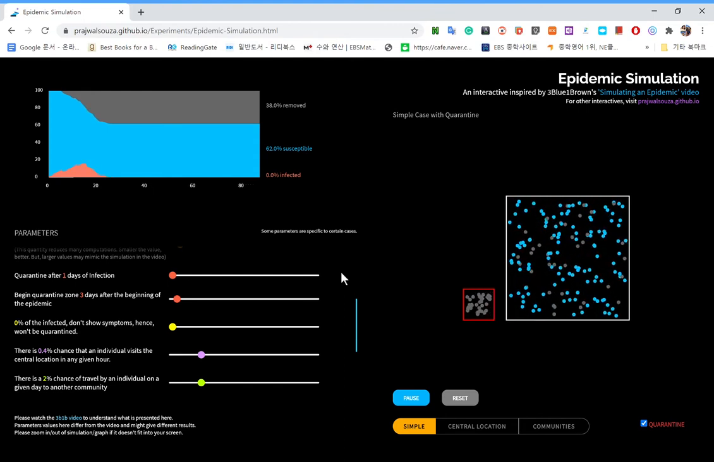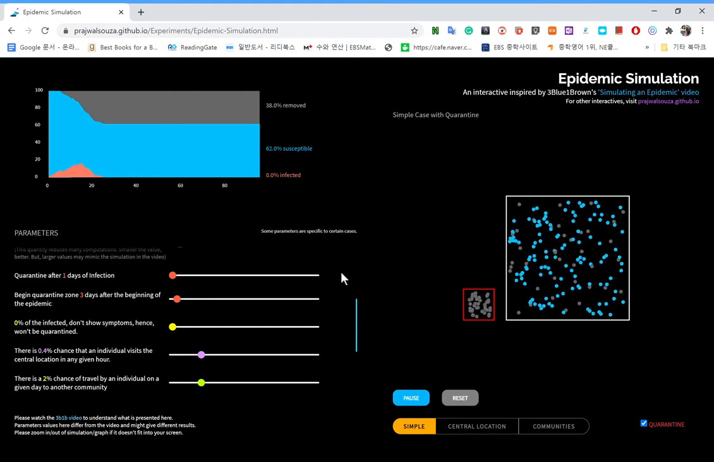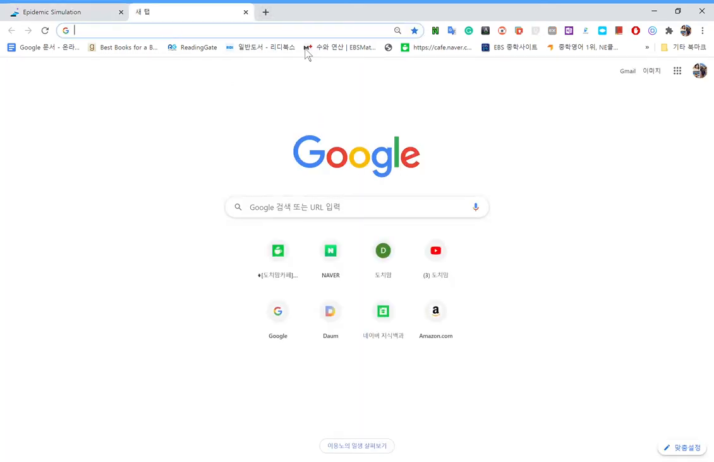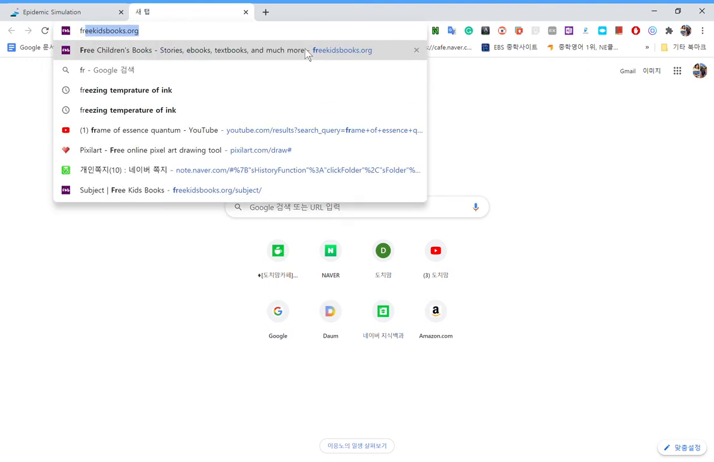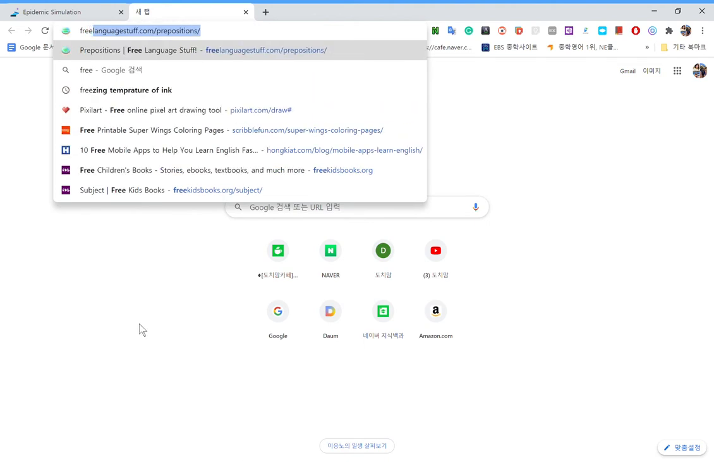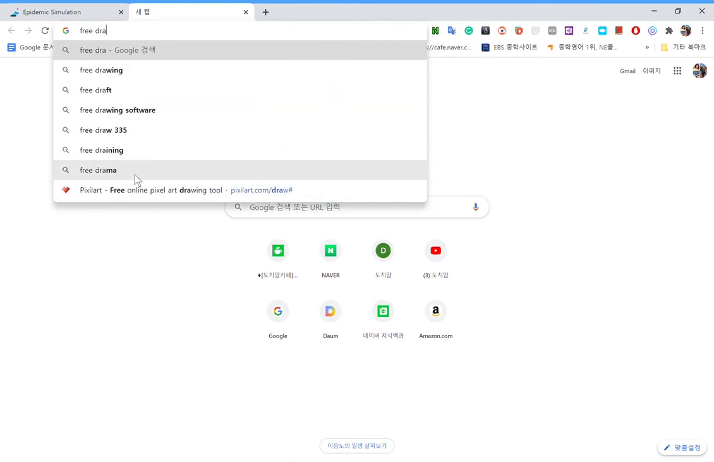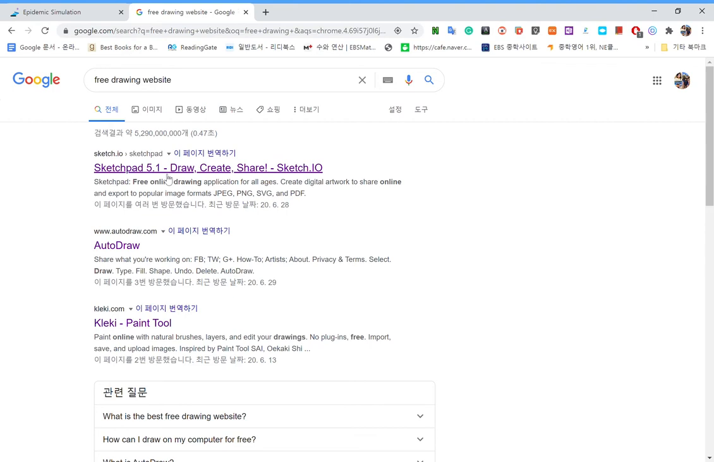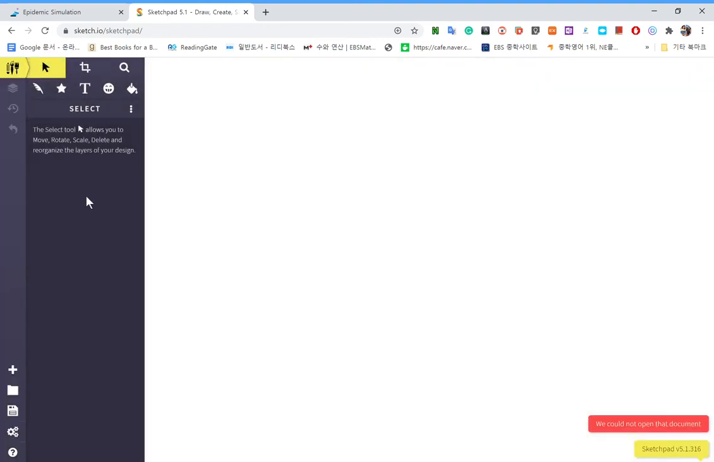Now let's go to the immune system. Look, the immune system has two types of blood cells. I'll just show them on a website. Now, I recently found sketch.io, which is pretty great in pretty much any way, if you're looking for something to draw.